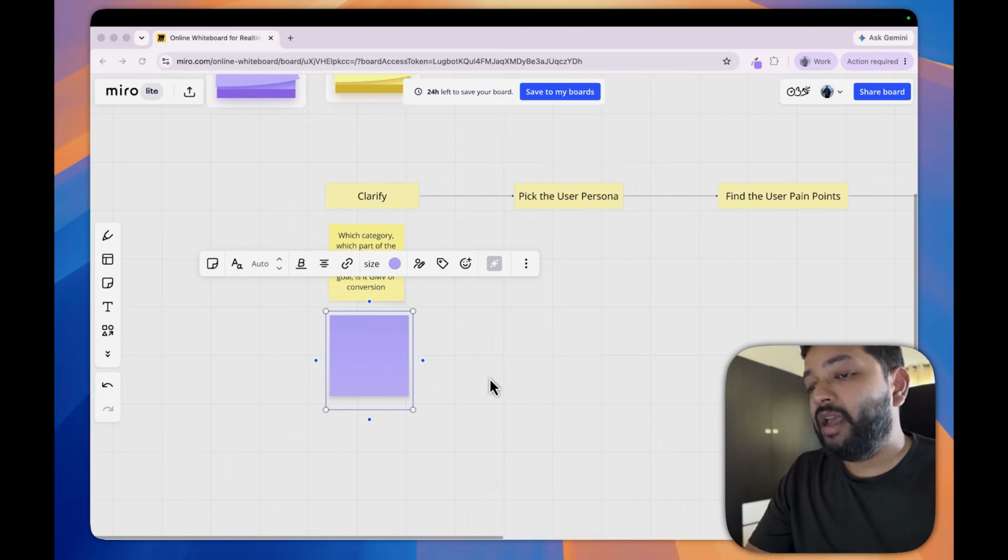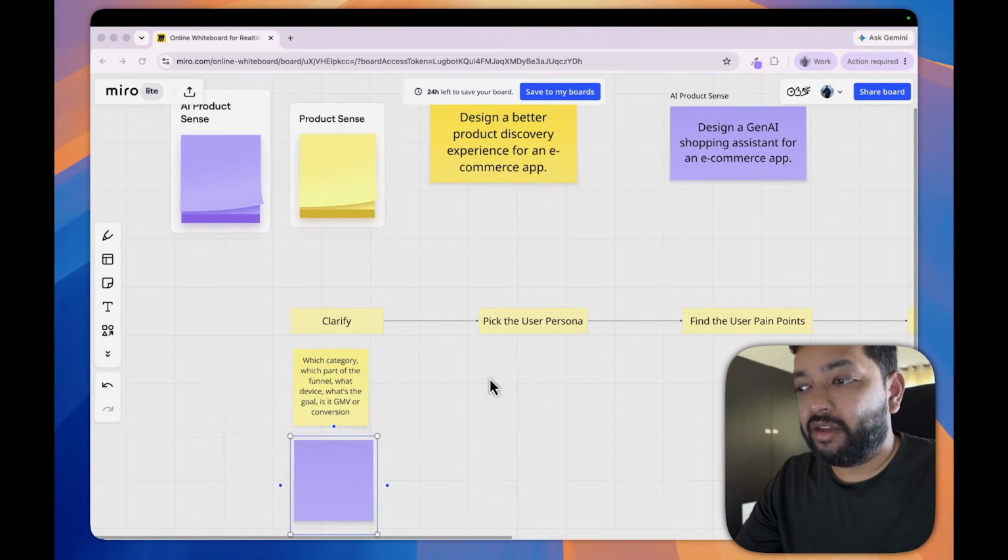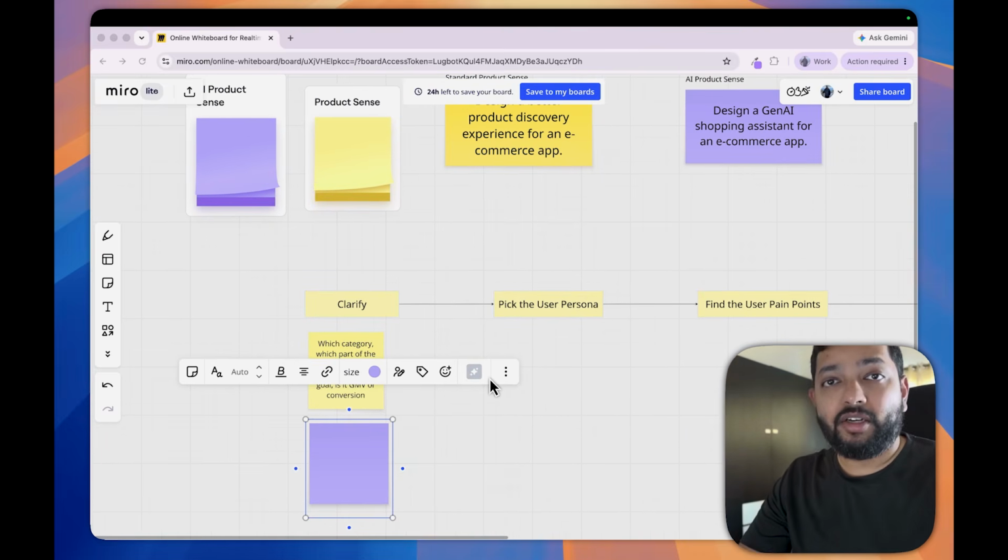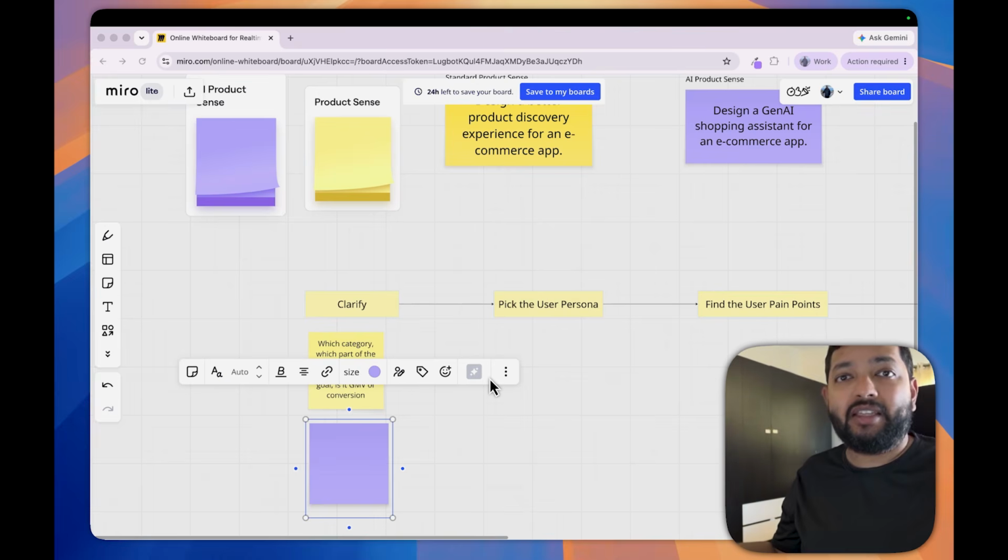Let me explain how. In this example that we are taking here, where we are designing a shopping assistant for an e-commerce application, what happens is if we allow the entire AI assistant to work broadly, to work on almost any use case, it's going to fail.